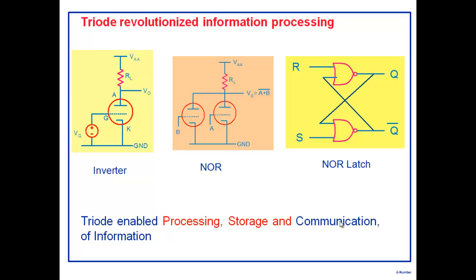And as I said, communication was possible because you could build amplifiers and oscillators and modulators and all that. So communication was also possible through the triode. And therefore, the triode was a revolutionary device. It could enable a new form of communication over long distances. It could enable processing of information and also storage of information. And the triodes reached their peak towards the end of the 1940s.